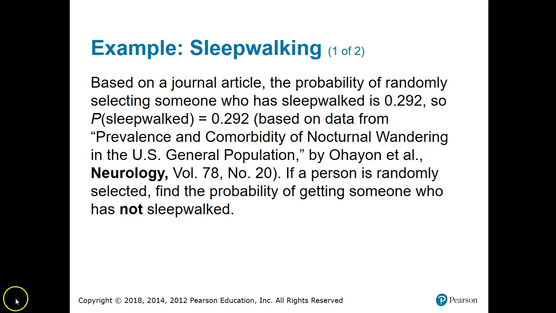Okay, so I took a little pause there. The probability that someone has sleepwalked is 0.292. So the probability that nobody has sleepwalked in the class is going to be, well, each person is 0.292. So that is going to be, or the probability that we have at least one sleepwalker in the class.